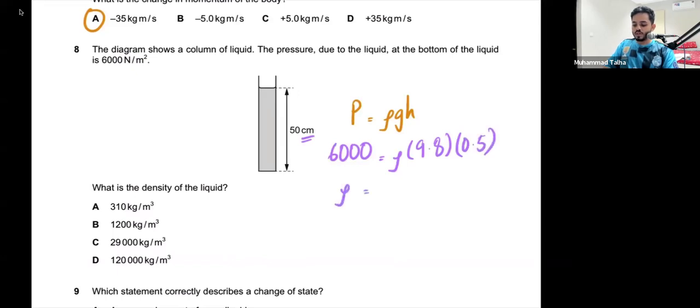And from here, we just make rho the subject. So 6,000 over 9.8 times 0.5. And we can solve this to get our answer here. So we just solve this then. 6,000 over 9.8 times 0.5, which is 1224. So to 2SF, it's 1200 kg per meter cube.